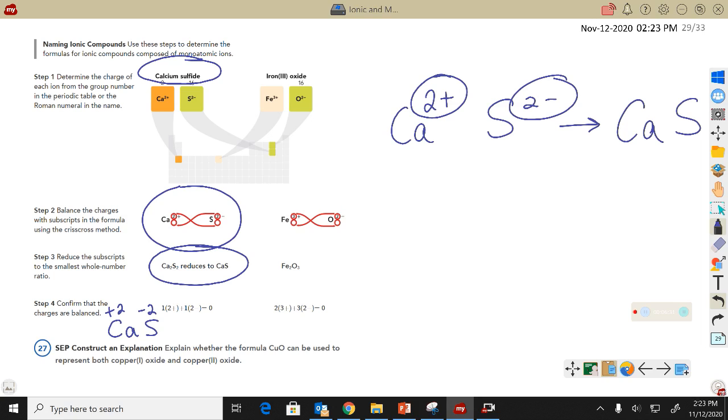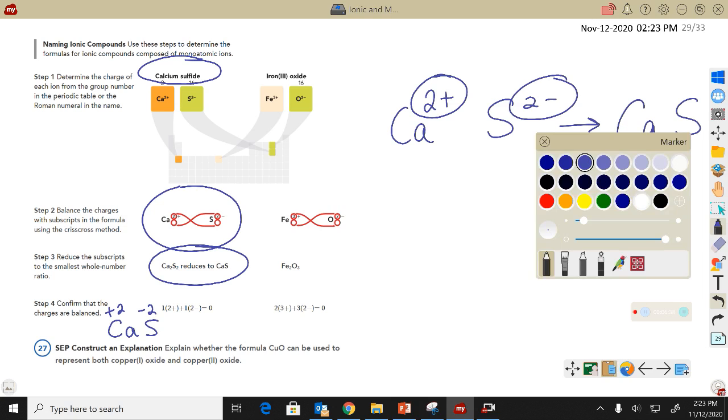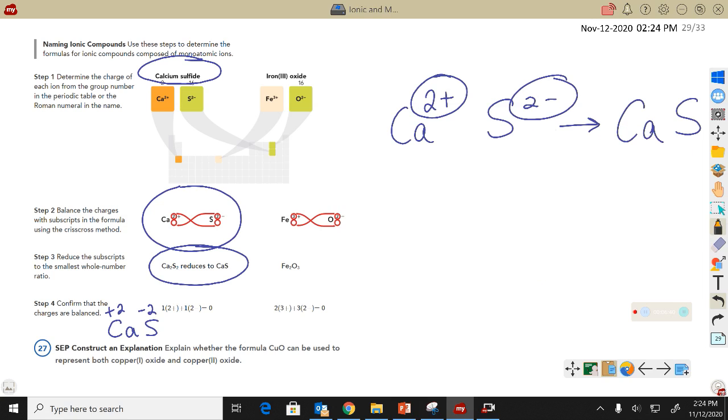Here's the 2 options. Actually, before I do the iron oxide, let's do one like this. Let's look at something like, what if I have, oh, here's a good one. Nickel 2 chloride. What if they gave me something like this? Nickel 2 chloride. Write the formula for nickel 2 chloride.